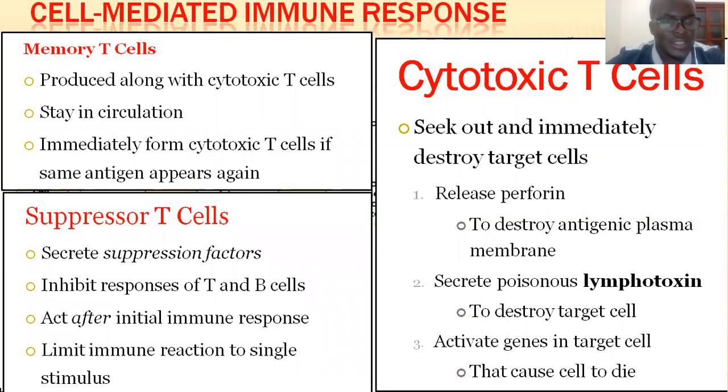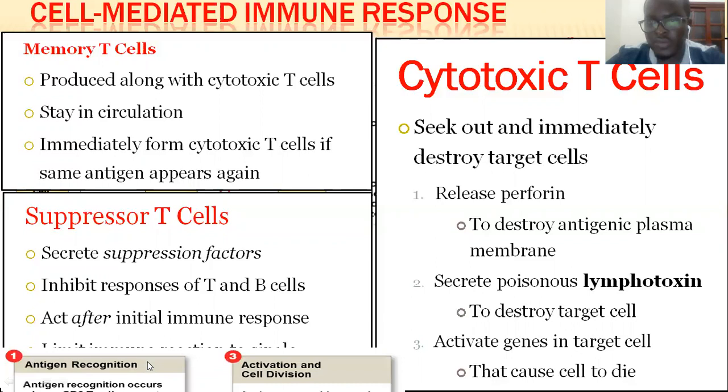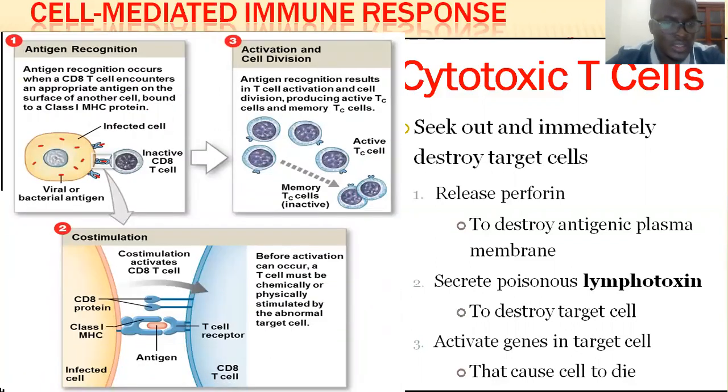Then you have suppressor T cells. They produce and secrete suppression factors that are going to suppress the immune system. So there will be immunosuppression because of the suppression factors that are going to inhibit responses to T and B cells after the initial immune response. They are going to limit immune reaction to a single stimulus. So you're talking of precision and also control of this immunity. This information I've already shared.